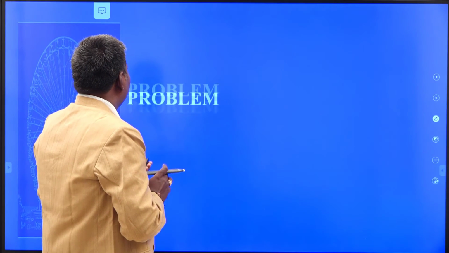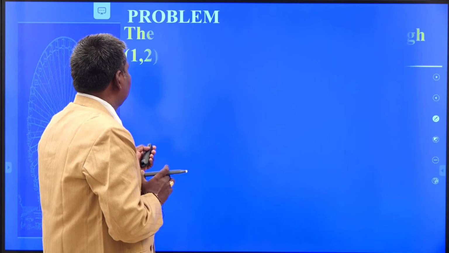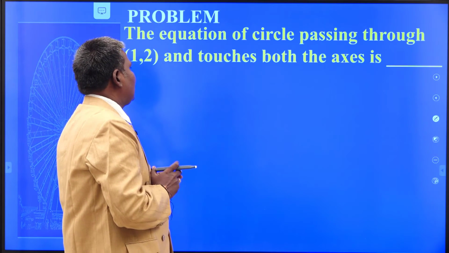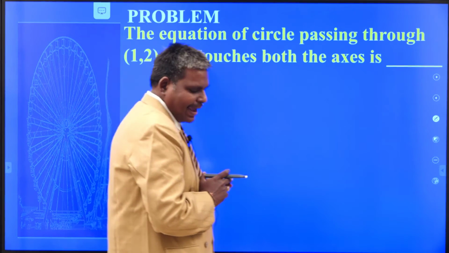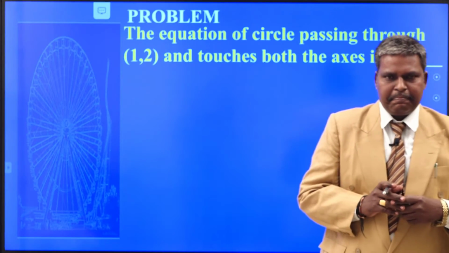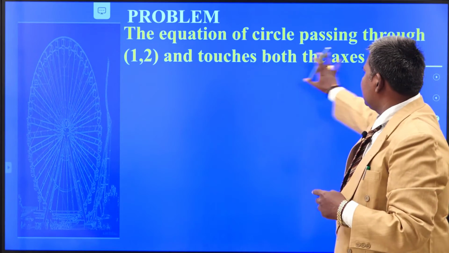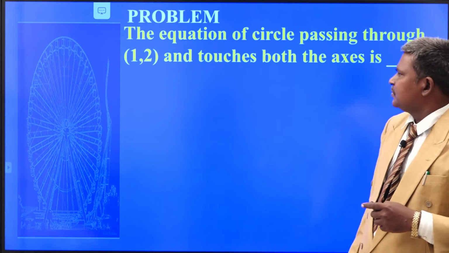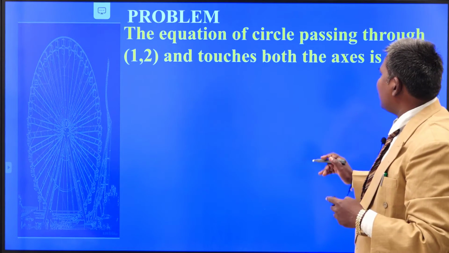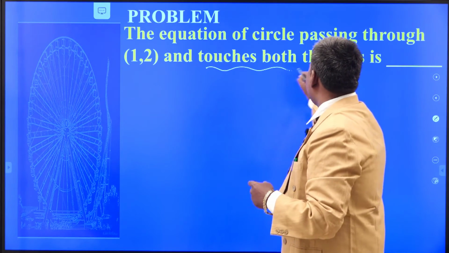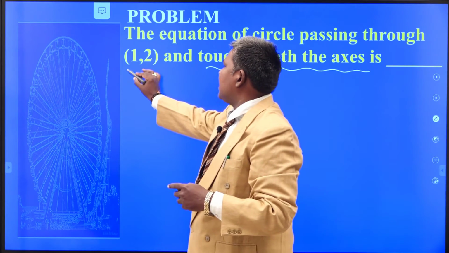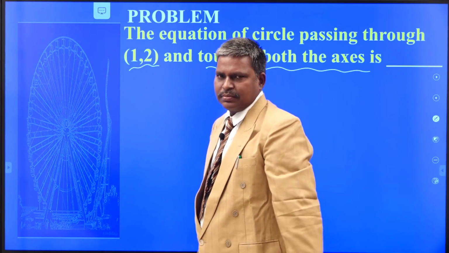Now let us see one more problem. The equation of circle passing through 1 comma 2 and touches both the axes. See this question. This is the equation of circle you are going to find out, that touches what? Both the coordinate axes. This is one condition. And your circle passing through 1 comma 2.